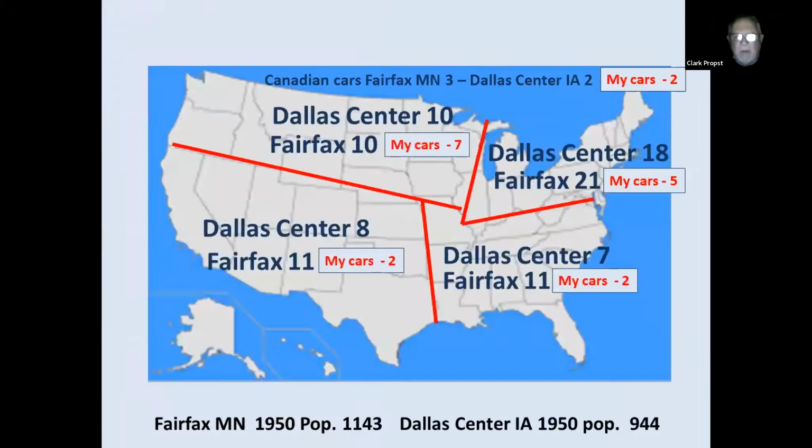I did some of what I call mental masturbation, and I divided the country up into 4 segments. And I looked through the Dallas Center and Fairfax list to come up with cars from each of these 4 quadrants. And then I put my cars to match. Well, my cars don't match at all. And so I've got to do some rearranging to get these more in line with the other actual cars.